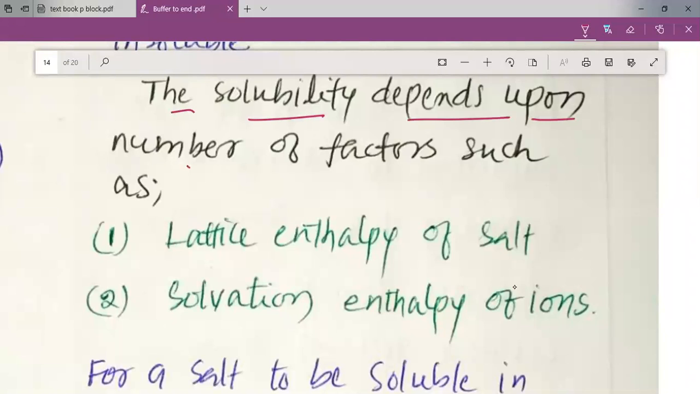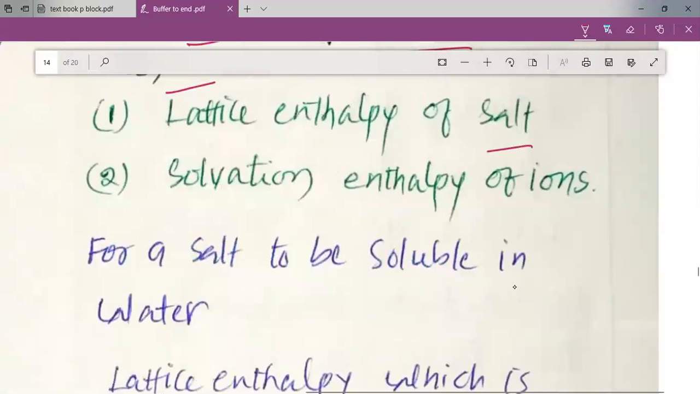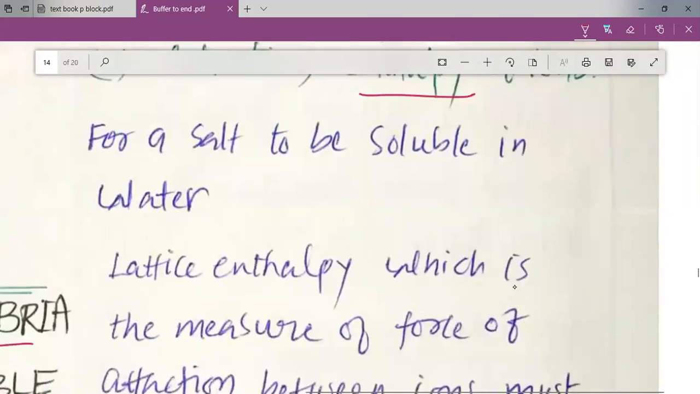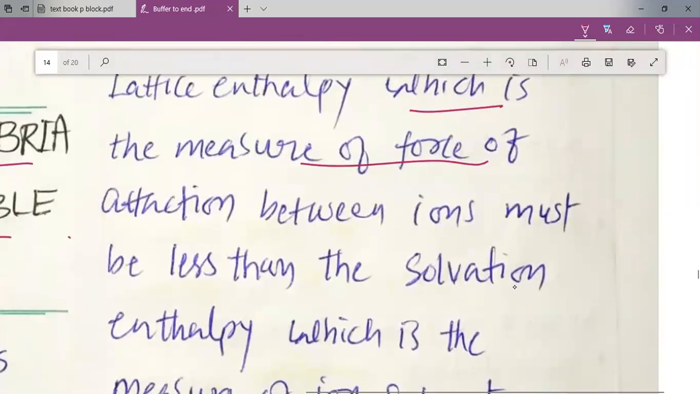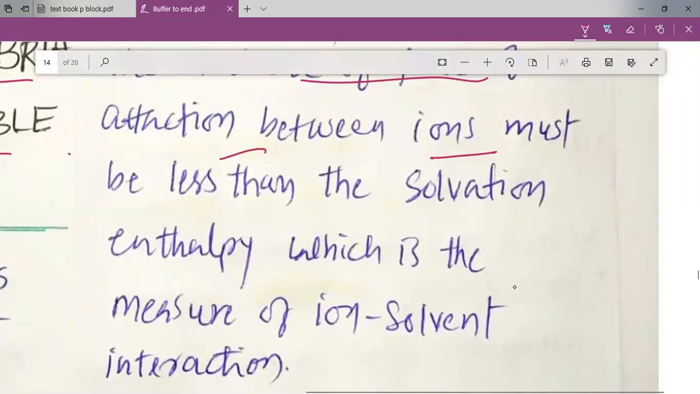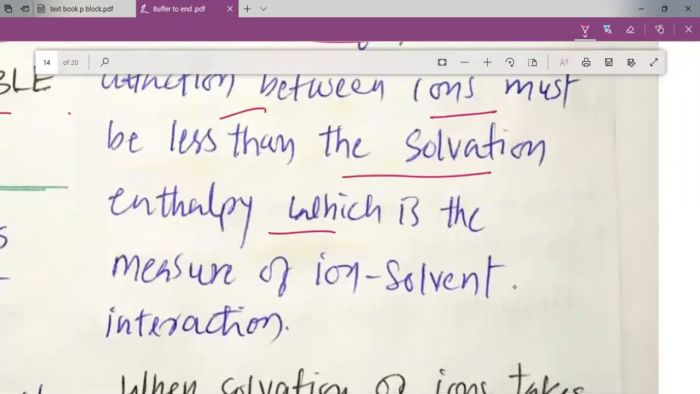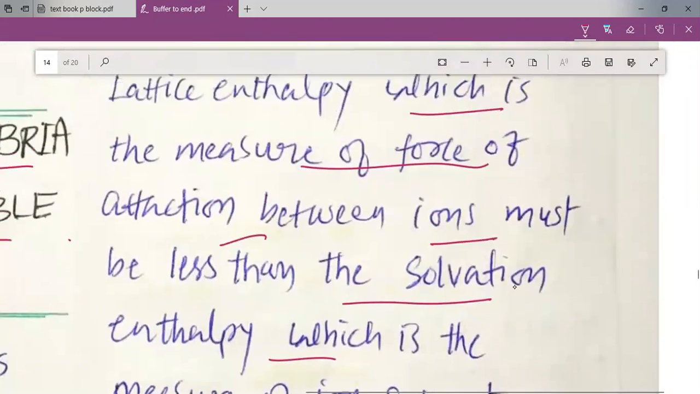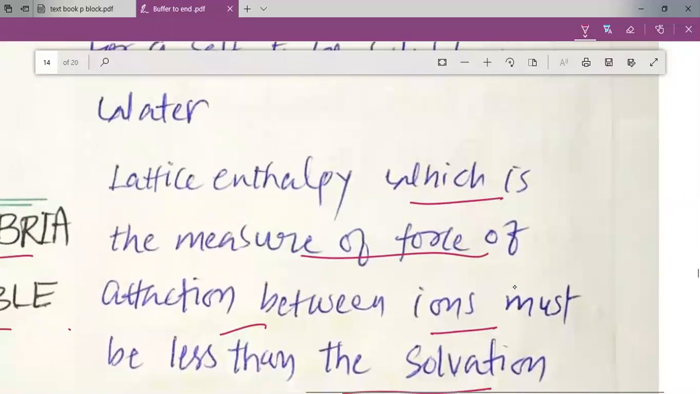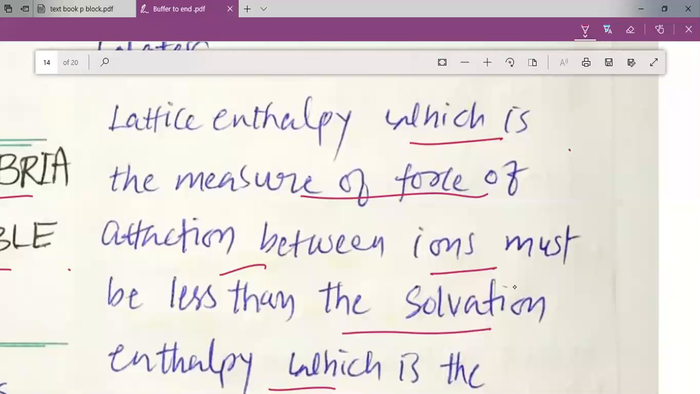The solubility depends upon a number of factors such as lattice enthalpy of salt and solvation enthalpy of ions. For a salt to be soluble in water, the lattice enthalpy, which is a measure of force of attraction between ions, must be less than the solvation enthalpy, which is the measure of ion-solvent interaction. So please understand, my dear students, that lattice enthalpy is a measure of force of attraction between the ions. We have some cation, we have some anion. These ions are attracted by the electrostatic force of attraction.